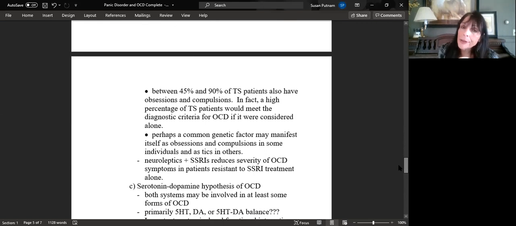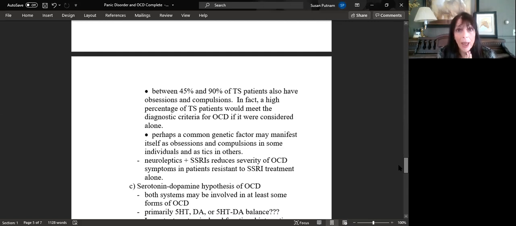Between 45% and 50% of Tourette syndrome patients also have obsessions and compulsions. In fact, a high percentage of Tourette syndrome patients would meet the diagnostic criteria for OCD if it were considered completely alone, separate, okay? And perhaps, is a thought, a common genetic factor may manifest itself as obsessions and compulsions in some individuals and as tics in others, another putative theory.